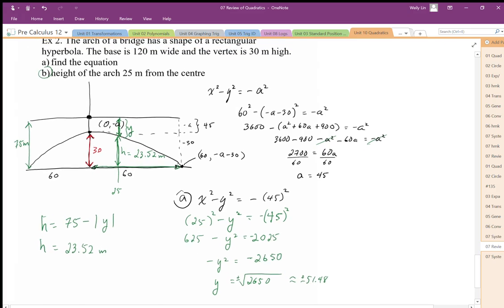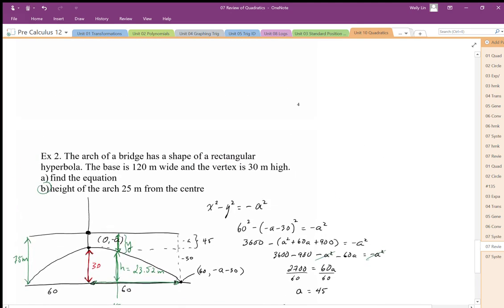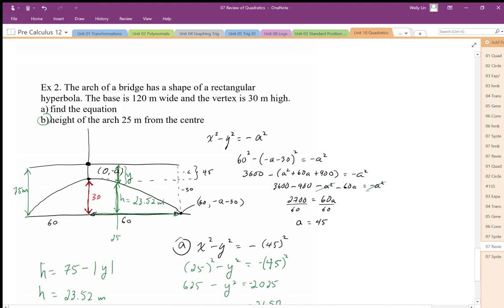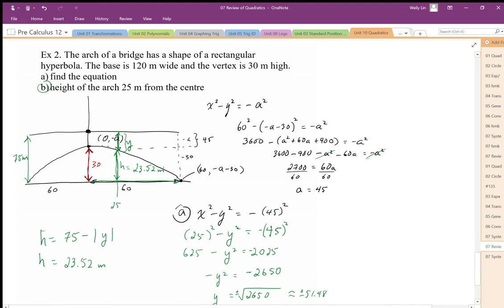Okay, so there's some application problems. So here we had basically these application problems. A lot of them are just arch problems because a lot of building arches use these curves.